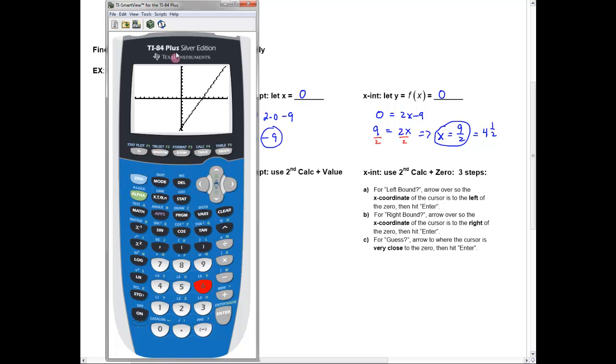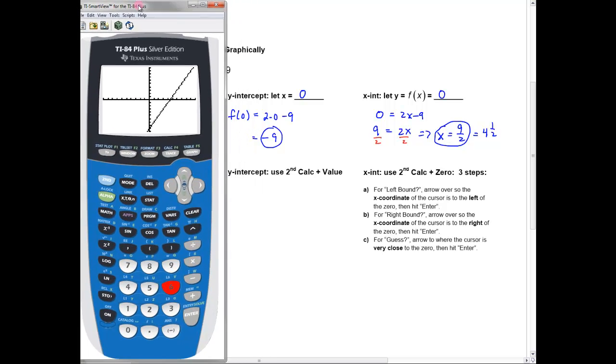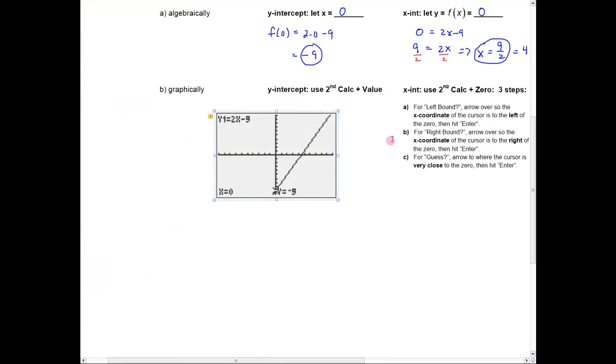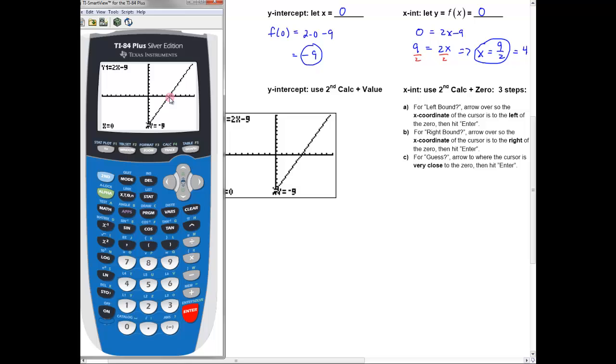So if I want to find the y-intercept using my calculator, what I can always do is just calculate. I hit the second button and calculate. I want to calculate the value, and then it asks me what value do I want to plug in. So if I plug in 0 for x and hit enter, that tells me sure enough y is equal to negative 9. Okay?